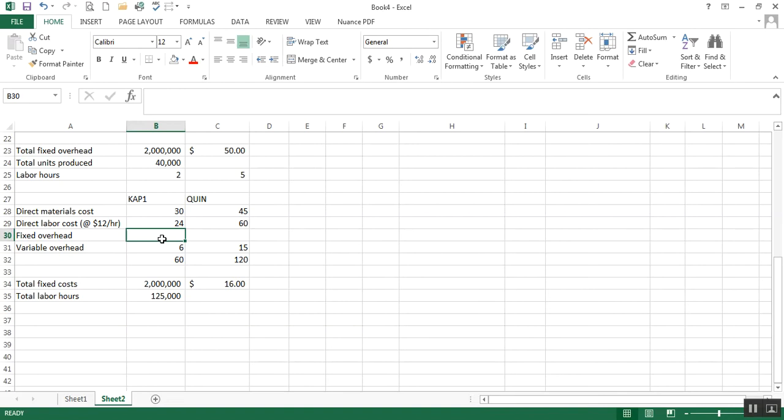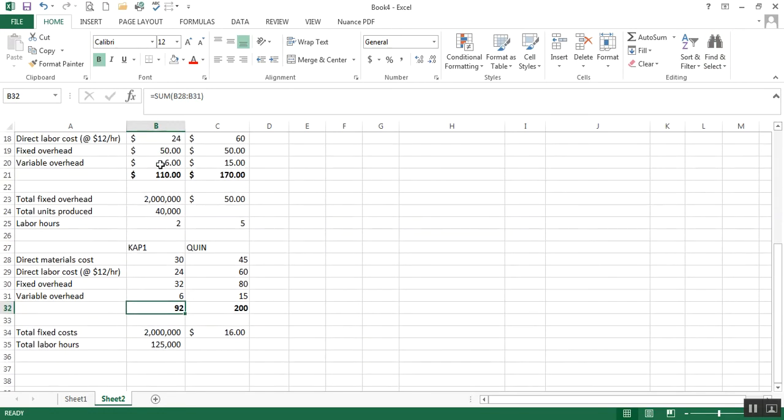So now we can calculate the rate of $16 per hour times the number of hours that KEP uses, which is $32 total cost. $16 per hour times the total hours that Quinn uses, which is $80 per hour. So now we have a totally different cost: $92 for KEP1 and $200 for Quinn. The reason that this looks different than our previous calculation is because we're using a different cost driver. Here, in this scenario, we're saying that the number of units is what's driving our cost.